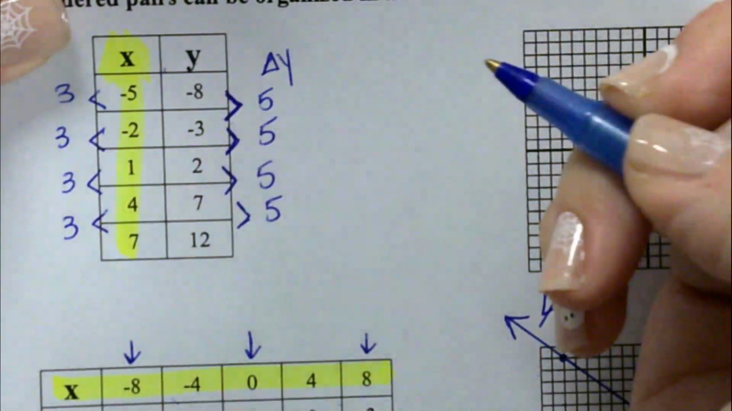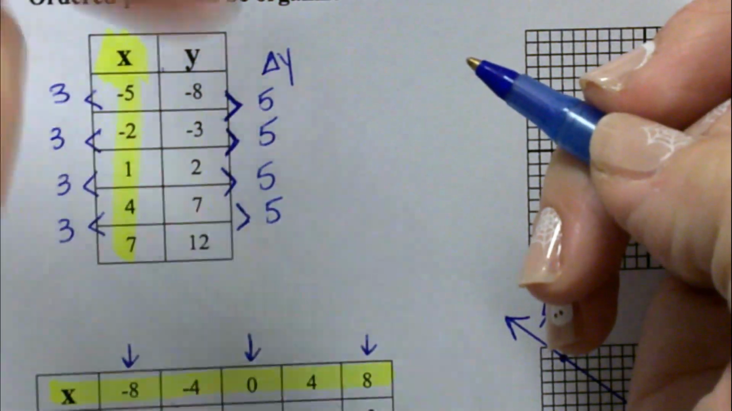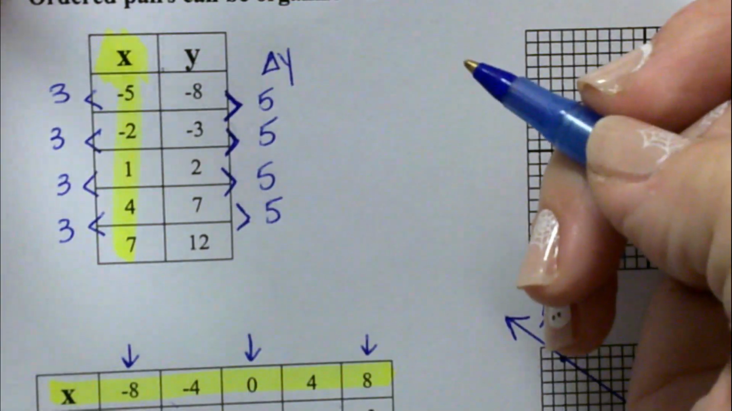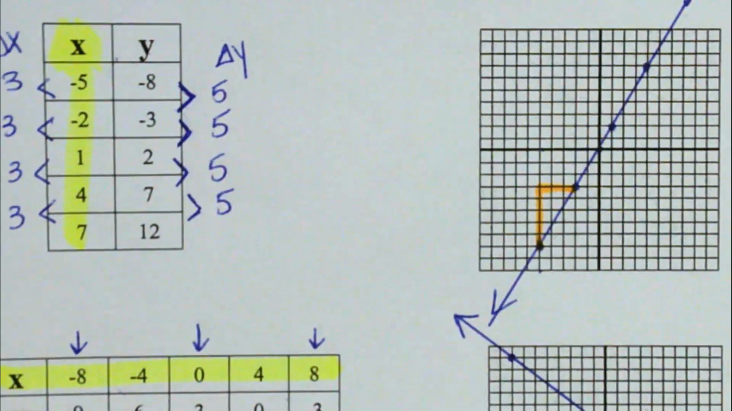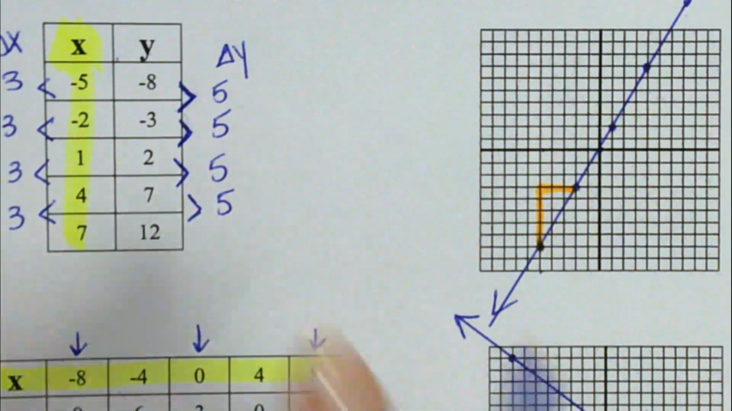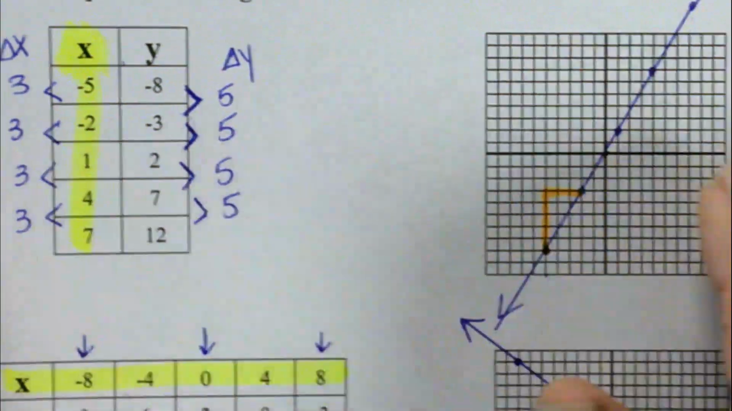Okay, and then this one, the difference here is 3, the difference here is 3, difference here is 3, the difference here is 3. When I say difference, I mean subtract. 7 take away 4 is 3. 4 take away 1 is 3. So this is my change in x. Does it match what I have over here? It does. It should all match. The table, the graph, the rise over the run, the change in your x and y's, everything should match.